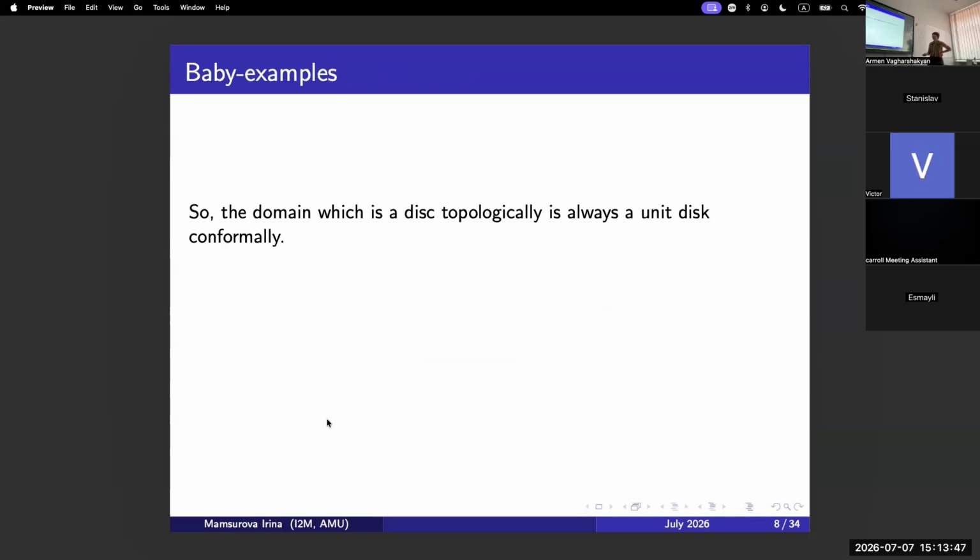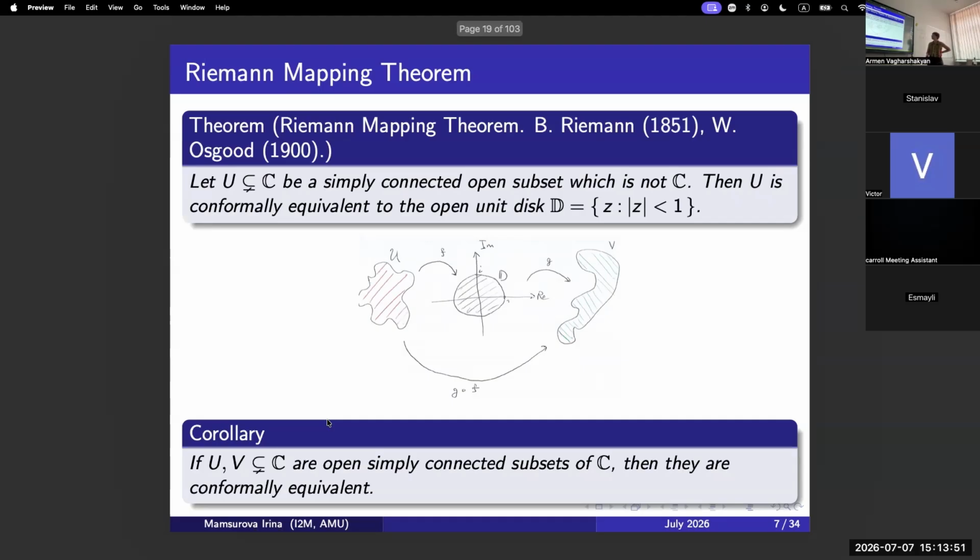Okay, so we saw that the topological disk is simply connected. Not connected, yes, but simply connected. What is simply connected? Without holes.